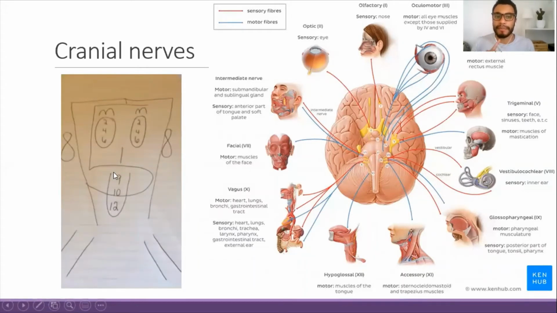So ophthalmic, maxillary, and mandibular make up the trigeminal nerve. The ophthalmic and maxillary are sensory branches. The ophthalmic provides sensation to this area of the face, in the forehead. The maxillary nerve provides sensation to this area here in the maxilla, so all sensations in this area.